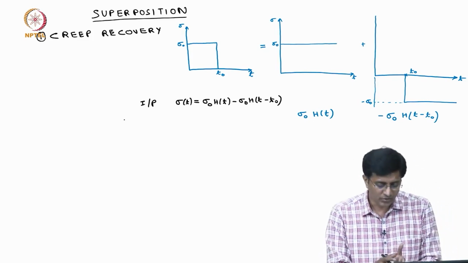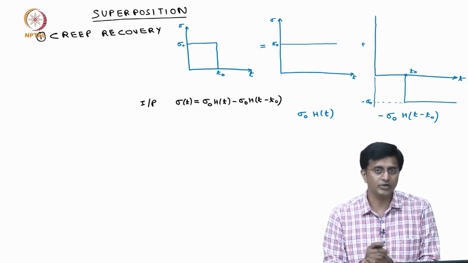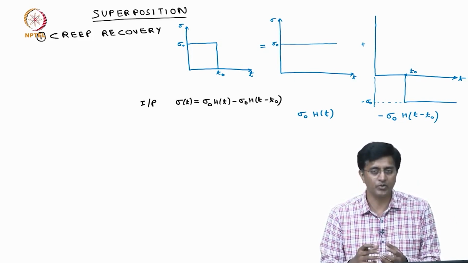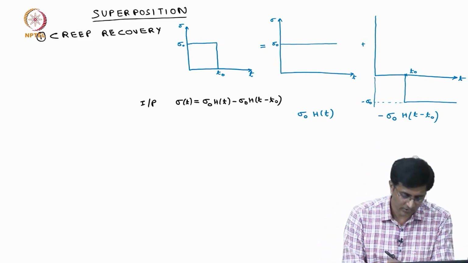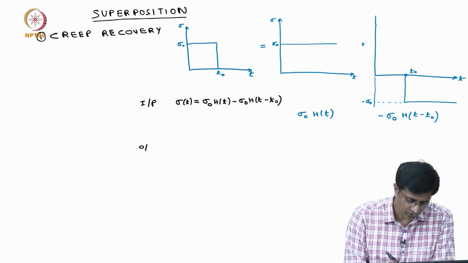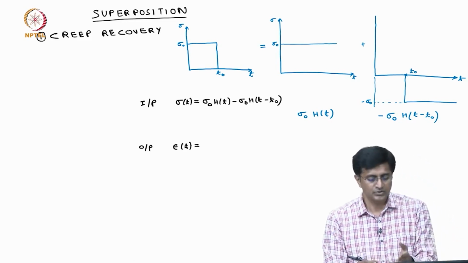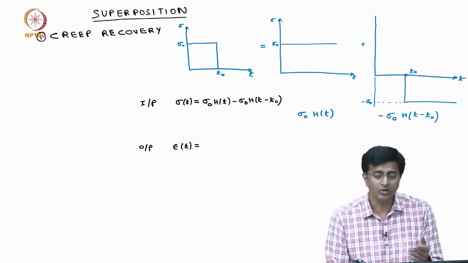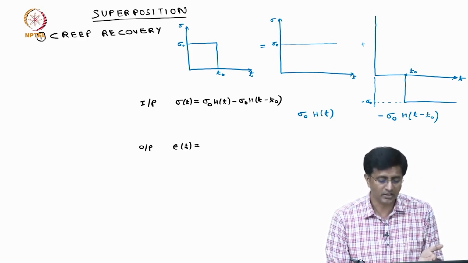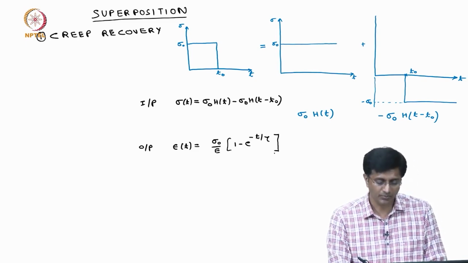So, individually we know the responses of each of these step functions. So, we can use that solution and superpose to get the response to the creep recovery. So, how can that be done? For the output strain we can go one at a time. What is the response for the creep load? We have seen it in the previous slide. So, this is the response we have seen for creep load.